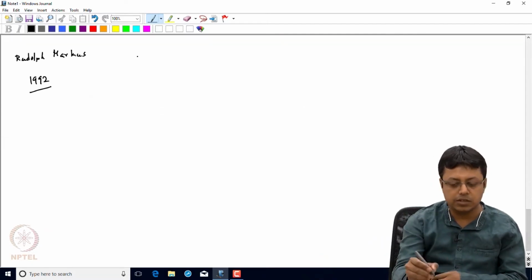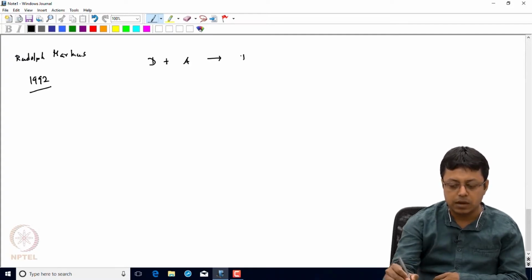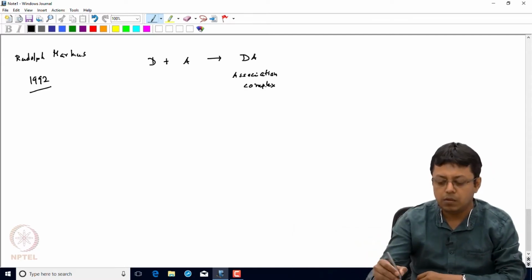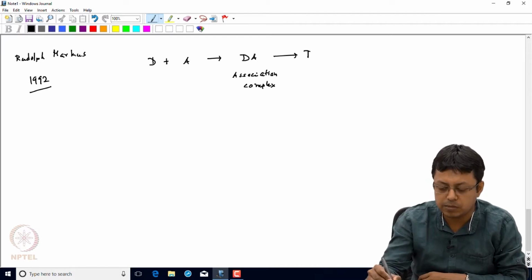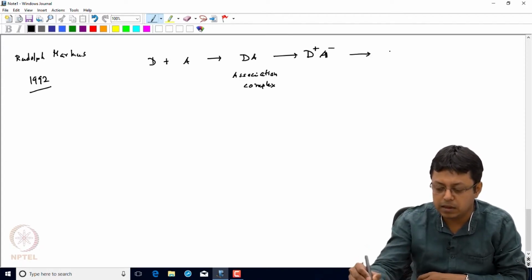Now suppose for any general electron transfer reaction, I have a donor and I have an acceptor, and what happens is that first the donor and the acceptor come close together and then they form a kind of complex. This is known as the association complex. Once this association complex is formed, then there is an electron transfer from the donor to the acceptor. So then the donor gets a positive charge because of the electron loss, and the acceptor gets a negative charge because of the gain in electron, and then they get separated.